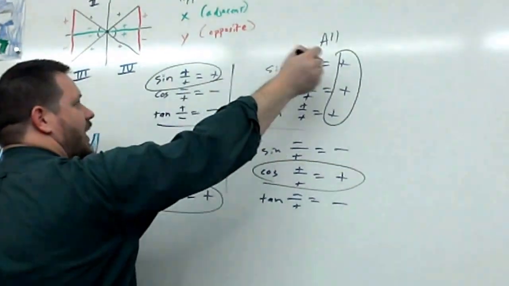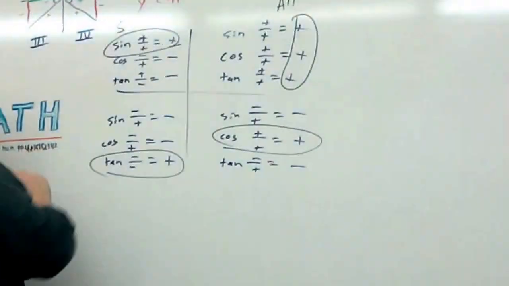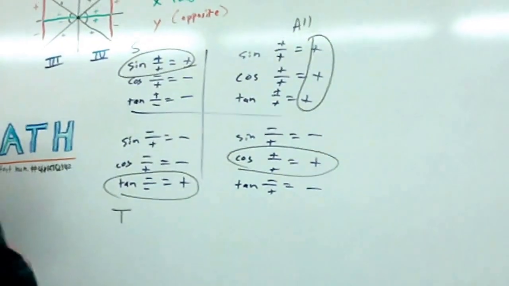So all of them are positive here. The one that starts with an S is positive here. The one that starts with a T is positive here.